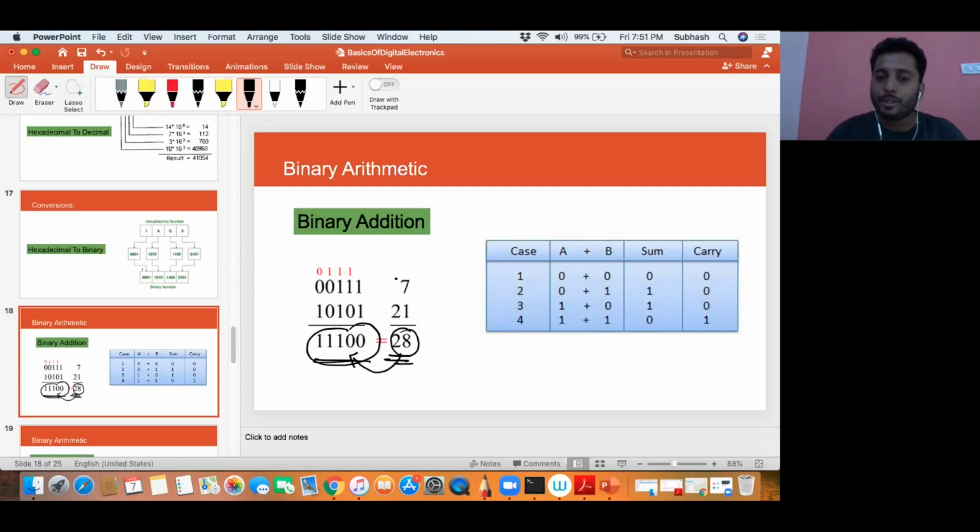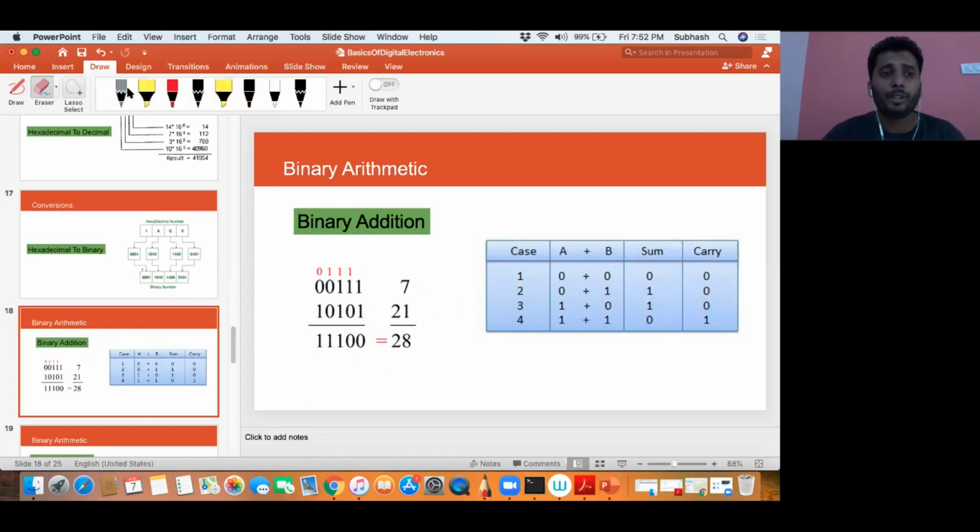So the computer doesn't do 7 plus 21. Rather, the computer would actually convert these numbers into binary and then do the binary addition using this table, and then finally give this answer to us in the decimal format. Hope you guys understood this format. It's just a matter of practice. Just keep practicing with other numbers, you will be able to figure it out.